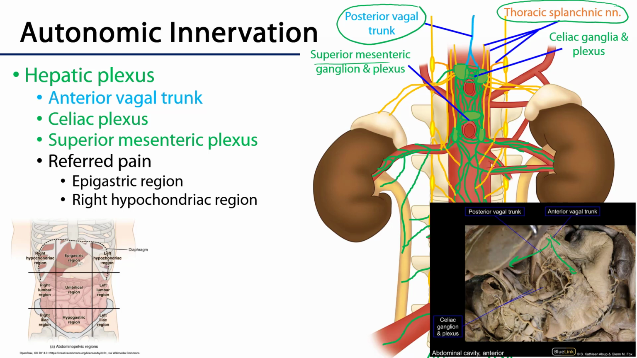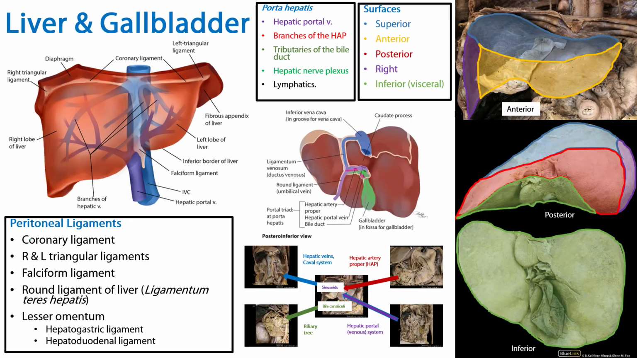Referred pain from the liver is going to present to either the epigastric region or the right hypochondriac region. So it'll be felt towards the right lateral or central superior portion of the abdomen.